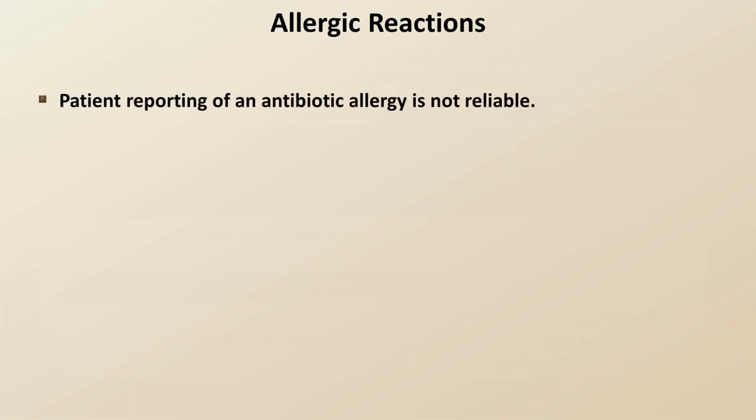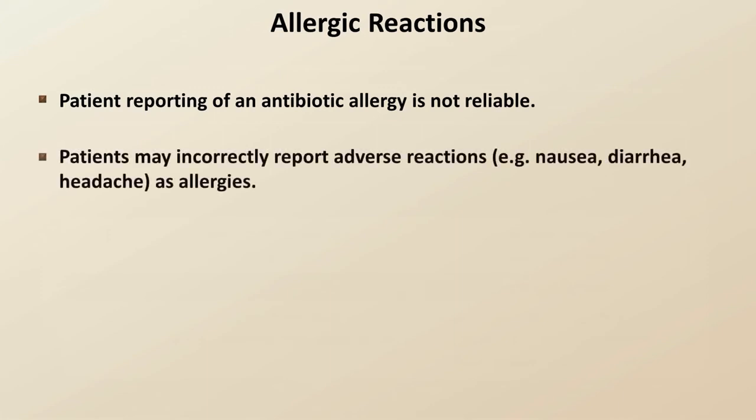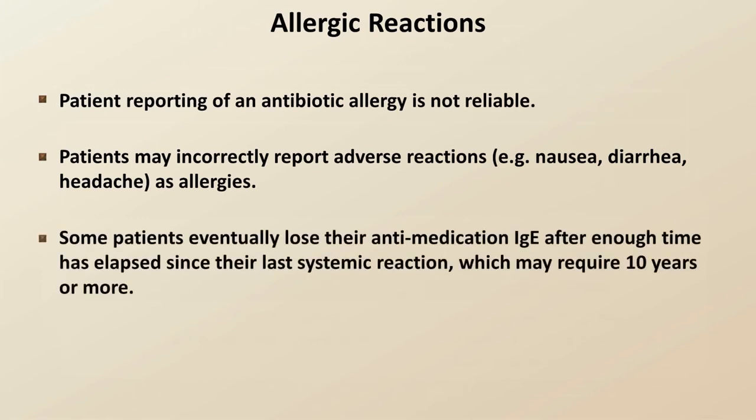Here are some important points about patient reporting of a prior drug allergy. First, reporting of an antibiotic allergy is not reliable. For many patients, the supposed reactions occurred in childhood, and they no longer even recall the actual reaction themselves. In fact, multiple studies consistently have found that only 10 to 15% of patients who self-report a history of penicillin allergy are actually shown to be allergic after undergoing skin testing. One reason for this is that patients may incorrectly report adverse reactions, such as nausea, diarrhea, and headache, as allergies. And some patients eventually lose their anti-medication IgE after enough time has elapsed since their last systemic reaction, which may require 10 years or more.